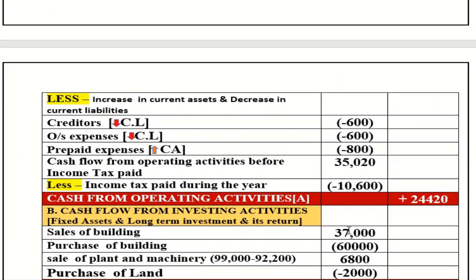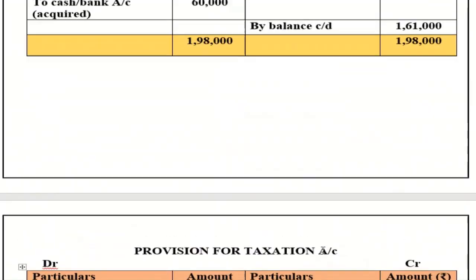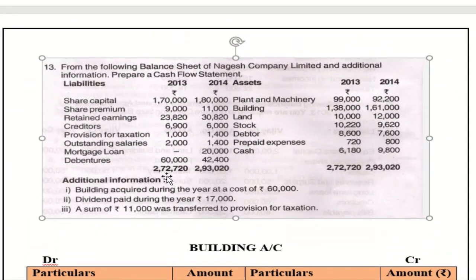So sale of building is the income. This is cash inflow. Purchase of building 60,000, enter in a bracket. It means you have to deduct. Then building is over. So another two assets are there. See here, plant and machinery and land.